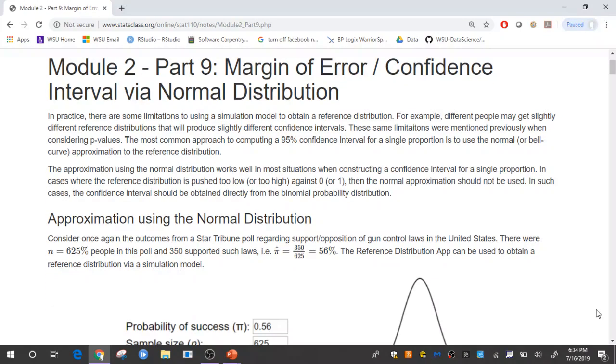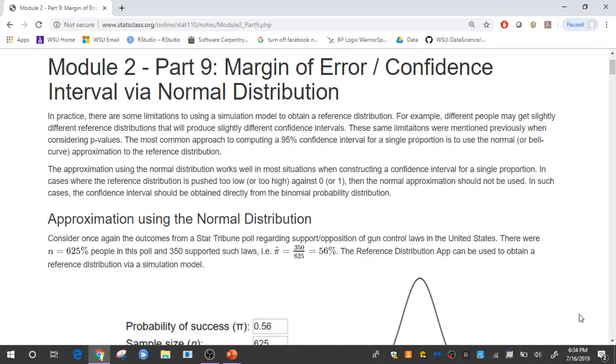As we talked about previously, there are some limitations to using a simulation model to obtain a reference distribution. For example, different people will get slightly different reference distributions, which will produce slightly different confidence intervals. The most common approach to computing a 95% confidence interval for a single proportion is to use the normal approximation to this reference distribution.